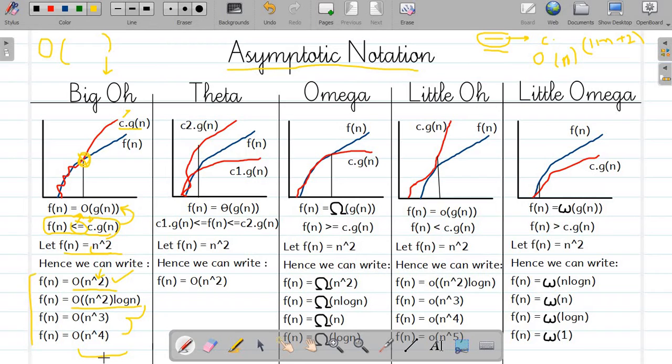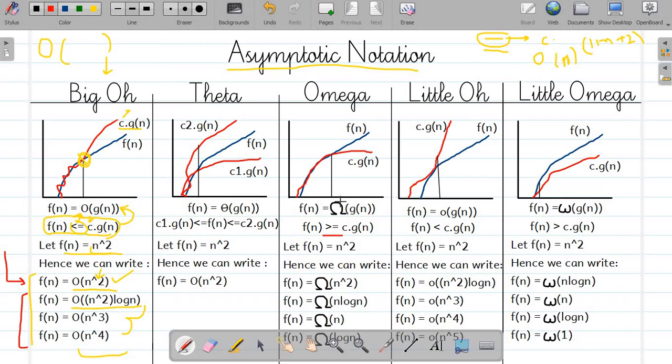Now, all these are not wrong, but this one is asymptotically tight, which means that it is very close to my actual answer. And these are asymptotically loose, which means that they are right but they are not very close to my actual answer. Now let's talk about omega. Omega is very much similar to big O, rather it is just opposite. See, over here we had less than equal to.